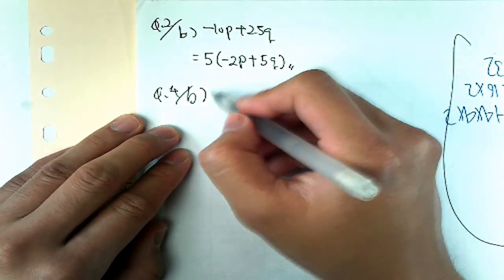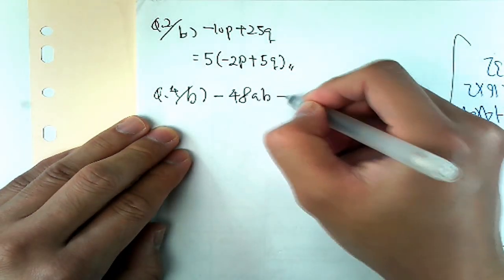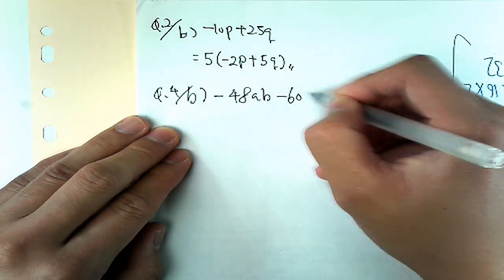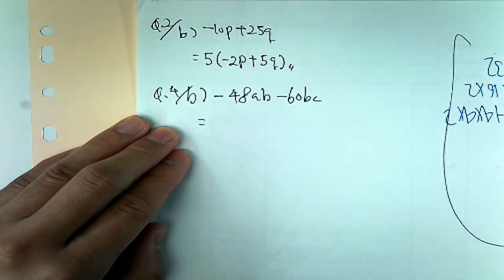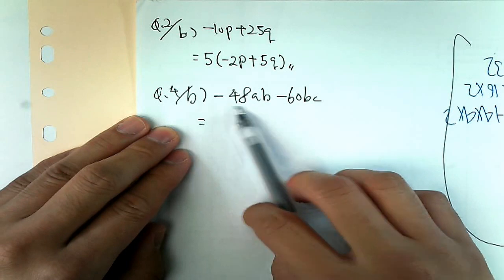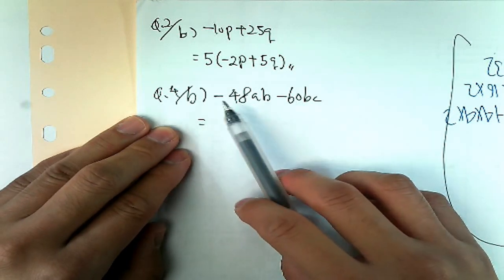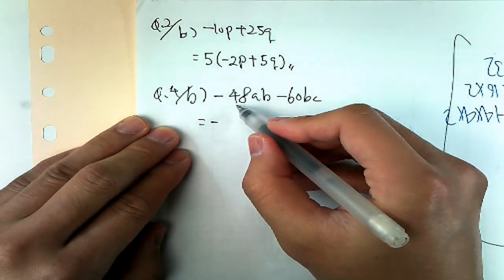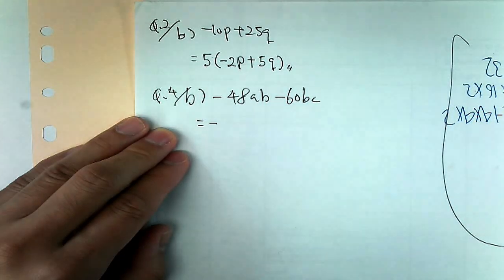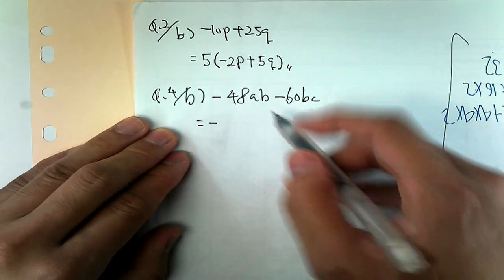Go to question 4b. Copy: minus 40ab minus 60bc. So we first look at the numbers. Here is minus 40 and this is minus 60, so the minus is also in common, understand? For the 40 and 60, you can pull out 20.